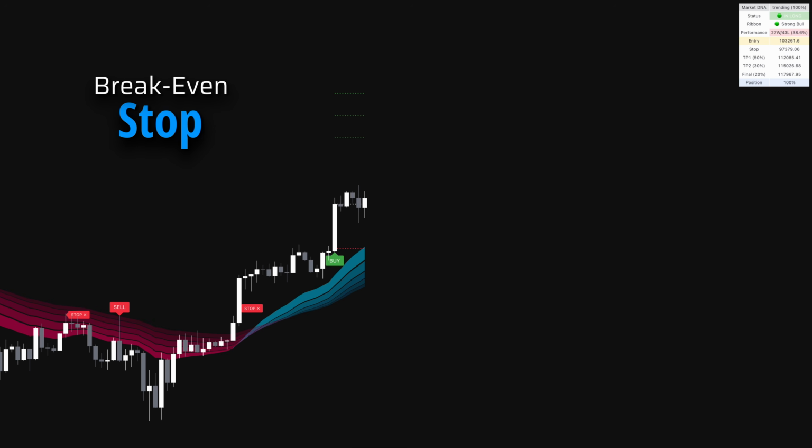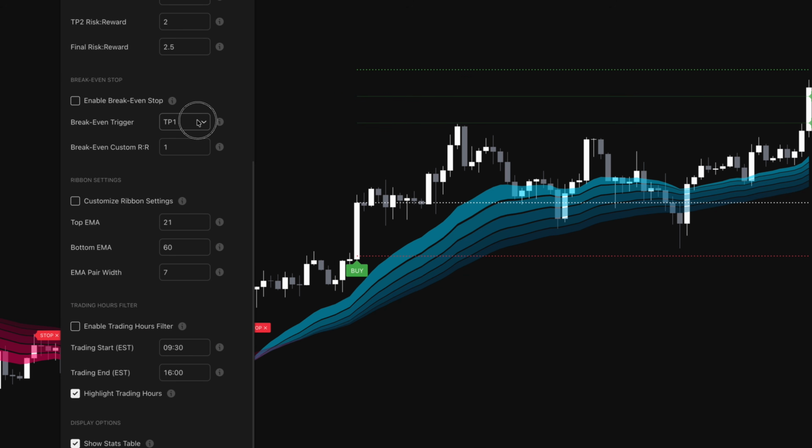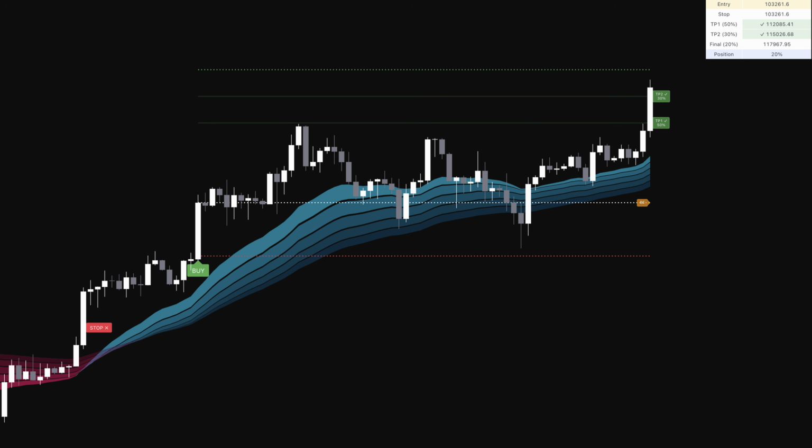Once a trade moves in your favor, the break-even feature, if enabled, automatically moves your stop to entry price. No more watching a winning trade turn into a loss. 3 trigger options: move to break-even when TP1 hits, move when TP2 hits, or set a custom R multiple. Maybe you want break-even at 1R before any partial takes. When the stop moves, a BE label appears on the chart at your entry level. From that point, the worst case is a scratch trade, not a loss.